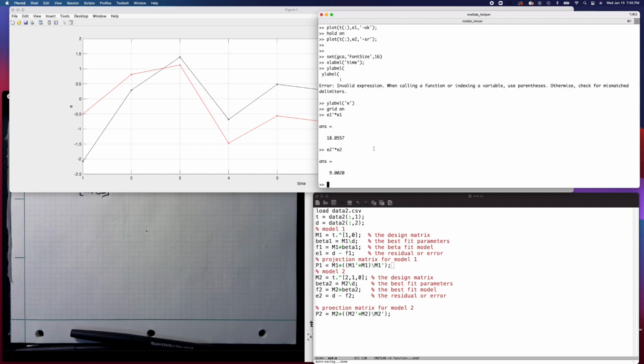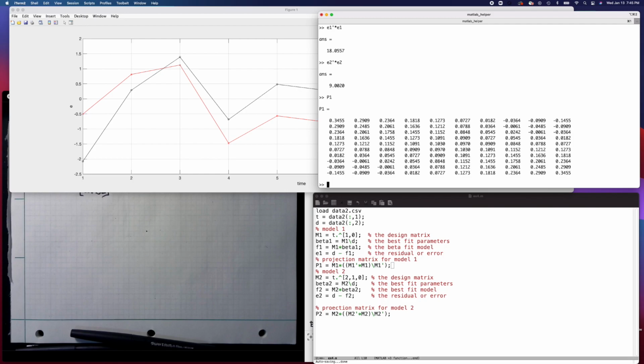Let's look at what the projection matrices look like. So P1 should be a 10 by 10 matrix. And it is because the data lives in a 10-dimensional space. But in fact, if I look at the columns here, there are only 2 independent columns. So it looks like we have a 10 by 10, but the columns are all parallel to each other. They all live on the same plane.